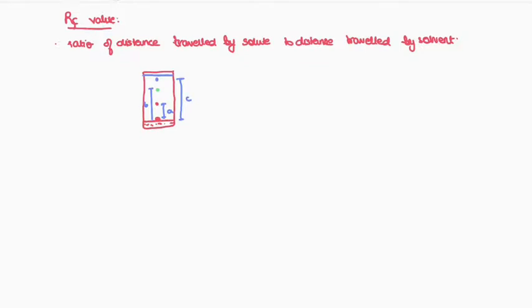I don't think you'll notice the difference, but let's say the distance from the baseline to the solvent front is D. So what I'll do is calculate the ratios. The RF value of red would be A divided by D. RF value of green will be B divided by D. RF value of blue would be C divided by D.